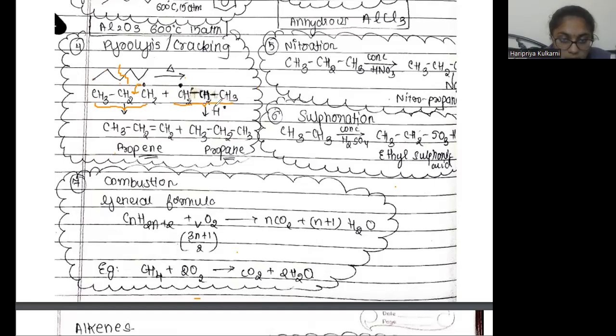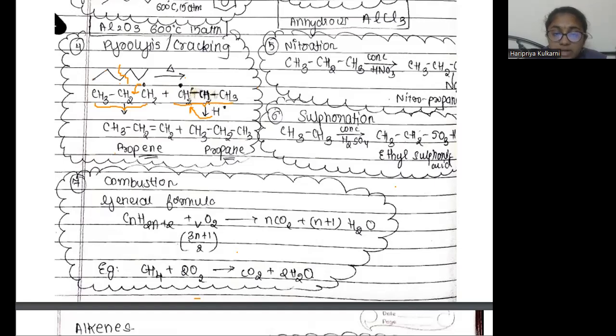And here I'll add one hydrogen radical. This hydrogen radical will go and get added to this, so two radicals together will make a bond. So I'll get CH3, CH2, CH3. So I'll get propene as well as propane. So cracking or pyrolysis will give us propene as well as propane. Means the cracking or pyrolysis of alkanes will give us alkenes as well as alkanes.